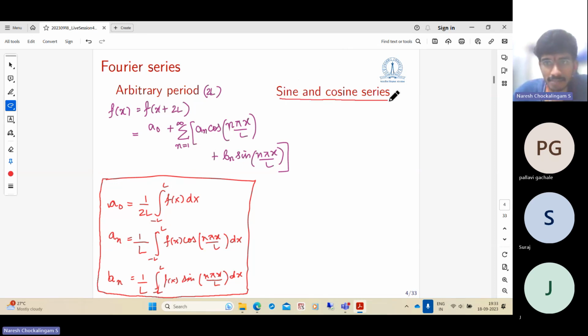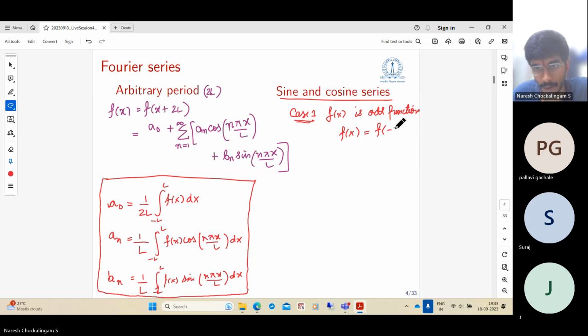Now we have the special case when f of x is an odd function. Let us call it case 1. It means f of x is equal to f of minus x multiplied by minus 1. So if you replace x with minus x, f changes sign. So f of x equals minus f of minus x. So sin x is an odd function, tan x is an odd function, cosine x and secant x are even functions. So x square is an even function, x cube is an odd function.